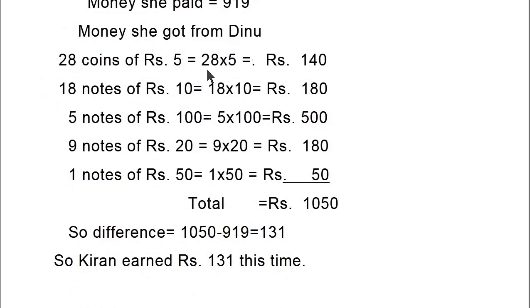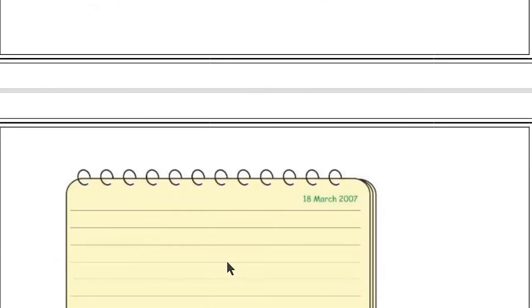28 coins of 5 rupees, so 140 rupees. And 18 notes of 10 rupees, then 180 rupees. 5 notes of 100, then 500 rupees. 9 notes of 20, then 180 rupees. And 1 note of 50, then 50 rupees. So total 1050 rupees. Now the difference is 1050 minus 919, then 131. When we subtract this amount, 1050 minus 919, we get the difference 131. So Kiran earned 131 rupees this time.